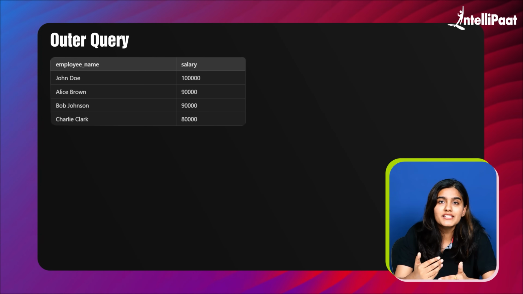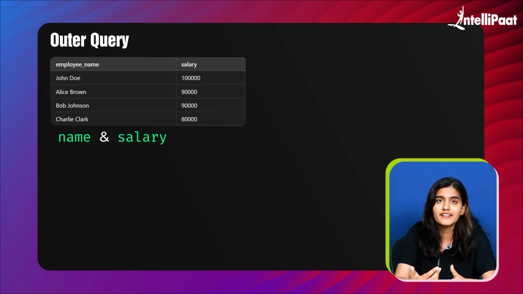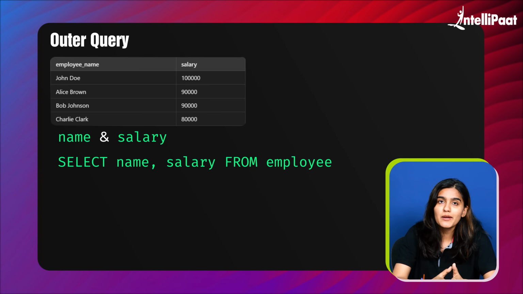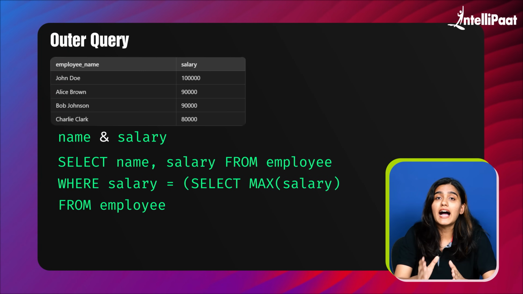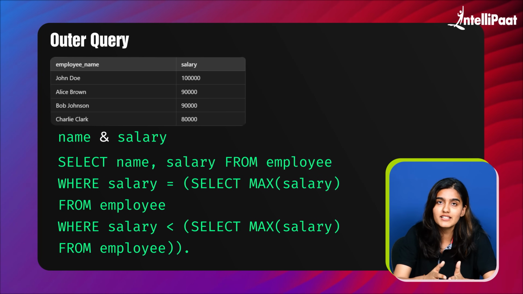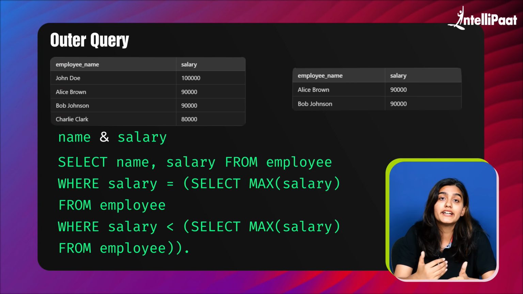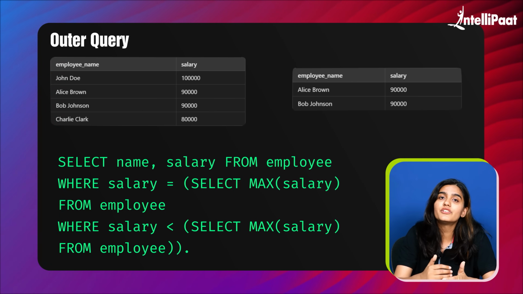Finally, the outer query comes into play, which selects the name and salary of the employee who gets the second highest salary by executing select name and salary from employee table where salary equals select max salary from employee where salary is less than select max salary from employee, the subquery which we just discussed. This means that if multiple employees earn the second highest salary, the query will return each one. Overall, this structured approach allows the query to efficiently determine and display the names and the salaries of employees with the second highest earning. So that's all for this question.